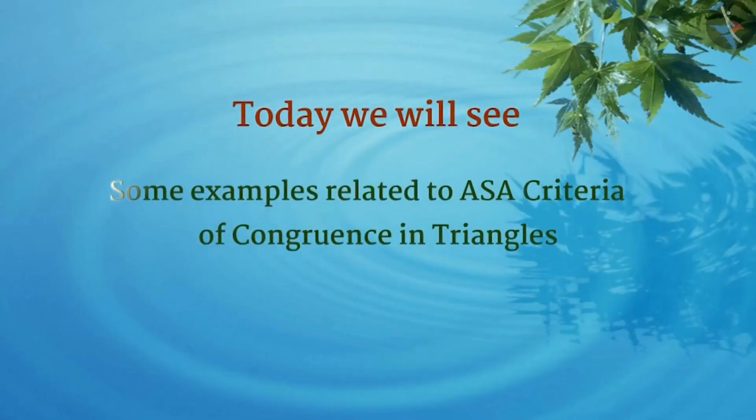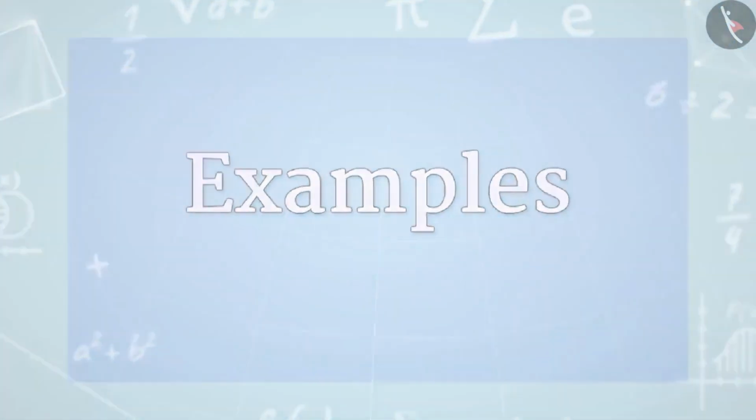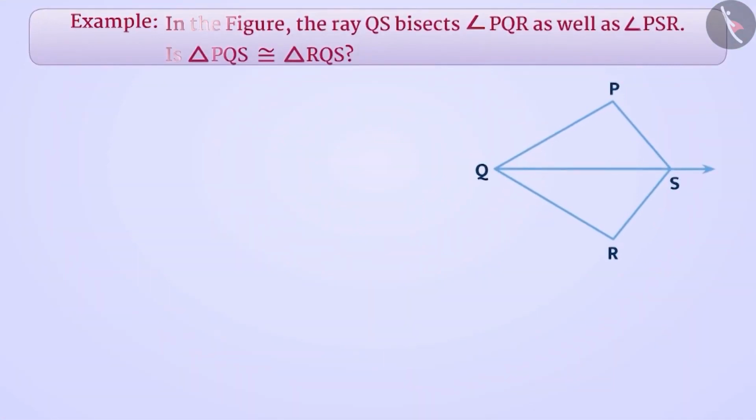Today we will see some examples related to ASA criteria of congruence in triangles. In the given figure, the ray QS bisects angle PQR as well as angle PSR. Is triangle PQS congruent to triangle RQS? Here we have to find out whether triangle PQS is congruent to triangle RQS or not.